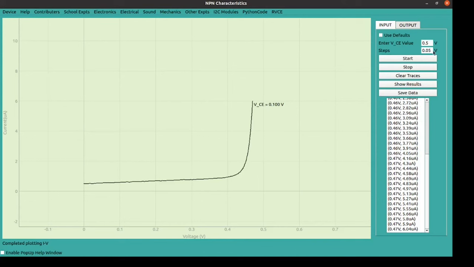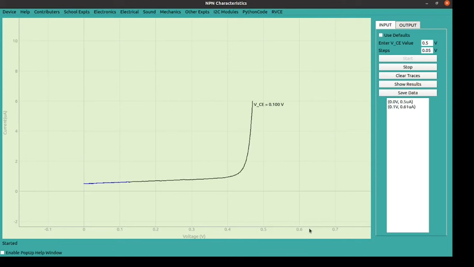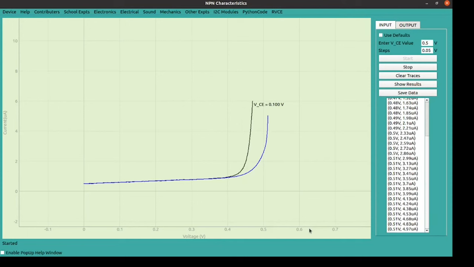Next, the second trial for 0.5 volt VCE. Click on the start button. Similarly, you have to note down the data points for the second trial as well. Now the input characteristics is done.